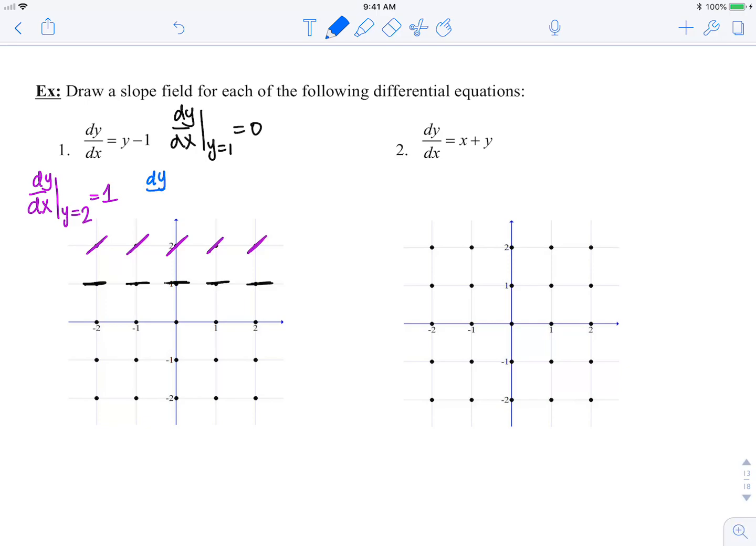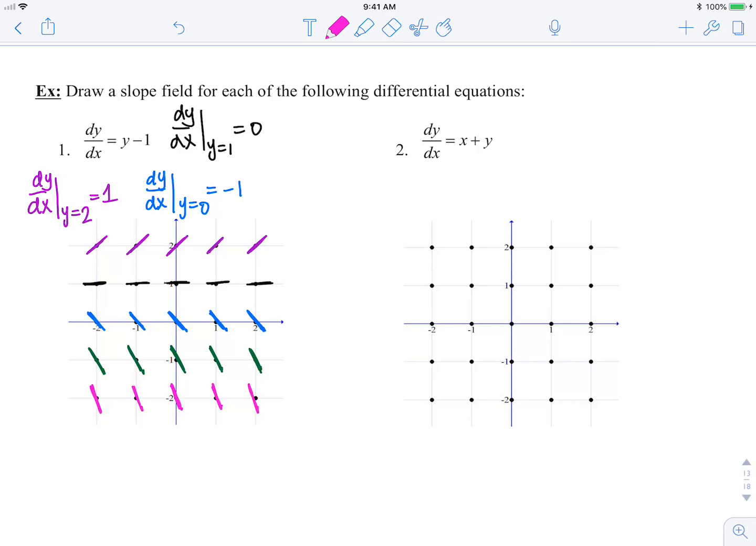We know dy/dx when y is 0 is negative 1. So now wherever y is 0, I'm going to draw a slope of negative 1. And then we can see as we plug in negative 1, it'll become negative 2. So I'm going to make that a little more steep. It has to be more steep than negative 1. And then when y is negative 2, my slope's going to be negative 3, which is an even more steep slope.